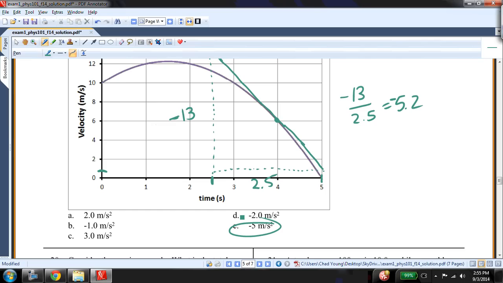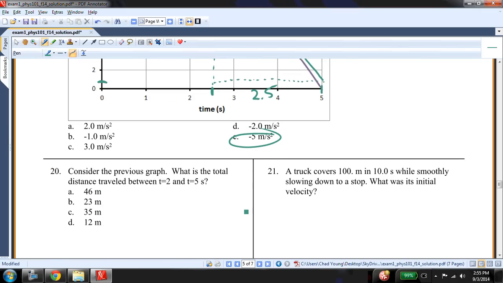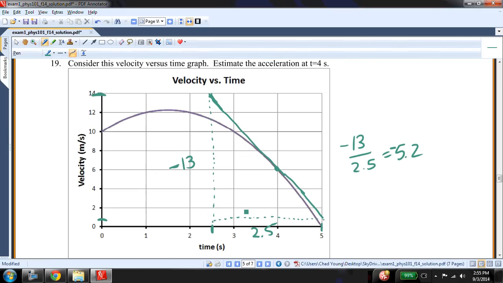For number 19. And then on the next one, I want to know what is the total distance traveled between t equal 2 and t equal 5 seconds. Let me change my color here. So between t equal 2 and t equal 5. Remember, I want to find the area of this graph.